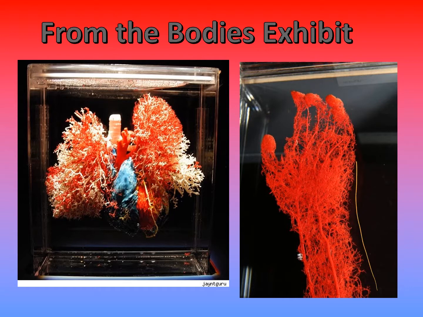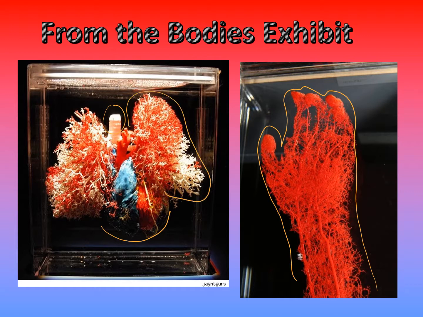So here you might be able to see this is someone's hand, all the blood vessels in a hand. And over here we have the heart. This is the upper part of, or lower part of your windpipe. And then these are your lungs. And you can see all the blood vessels that are there embedded in your lungs.